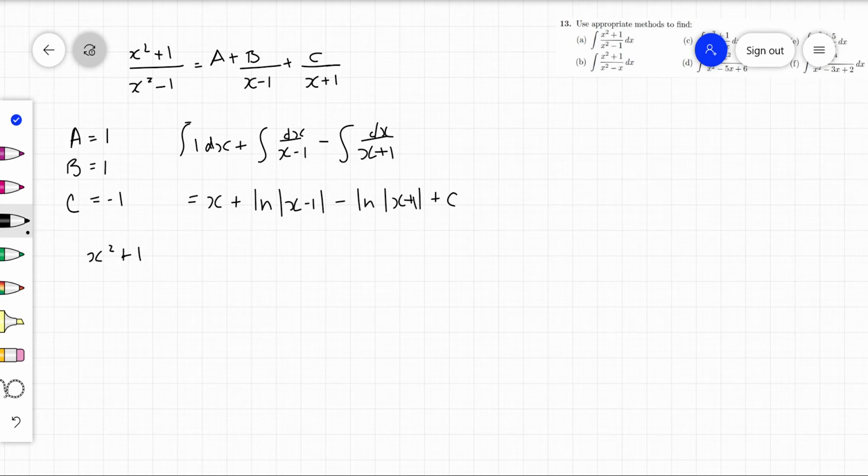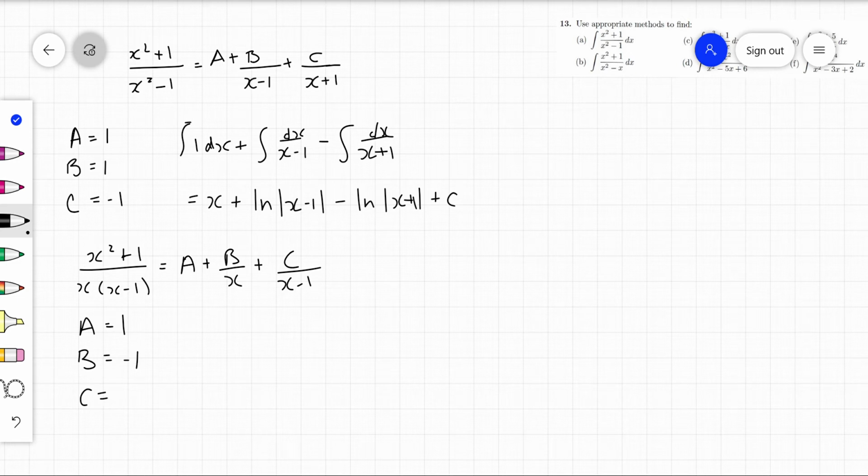If we look at B, we've got x squared plus 1. If we factorize the denominator, we've got x times x minus 1. So again, we've got a square on a square, so we need the A, the B on x, and the C on x minus 1. Again, the A would be the coefficient of x squared, which is 1. The B, using cover-up and subbing in 0, would be negative 1. And the C, using cover-up of x minus 1 and subbing in 1, would give us 2.